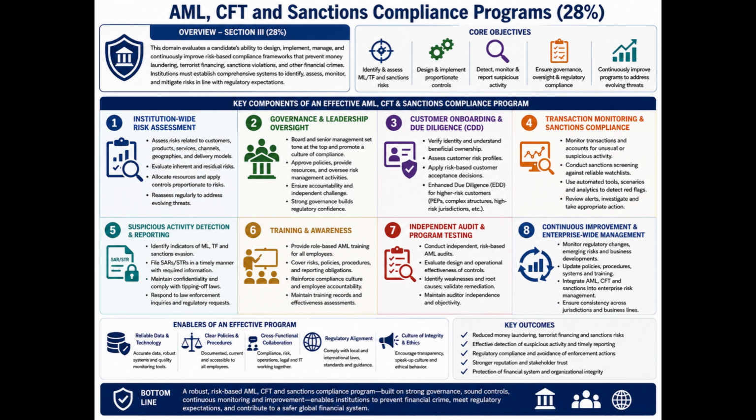Governance and leadership oversight are critical elements of an effective AML compliance program. The examination emphasizes the responsibilities of senior management and the board of directors in establishing a strong compliance culture. Leadership is expected to provide adequate resources, approve policies, oversee risk management activities, and ensure accountability throughout the organization. Candidates must understand how governance structures support compliance objectives and facilitate regulatory compliance. Effective oversight ensures that AML risks receive appropriate attention at the highest organizational levels. Institutions with strong governance frameworks are better positioned to identify weaknesses, respond to emerging risks, and maintain regulatory confidence.